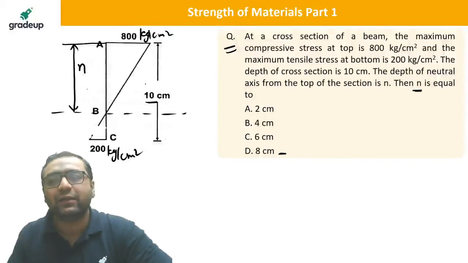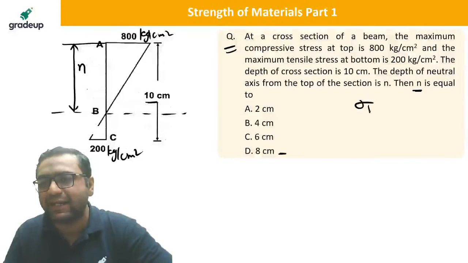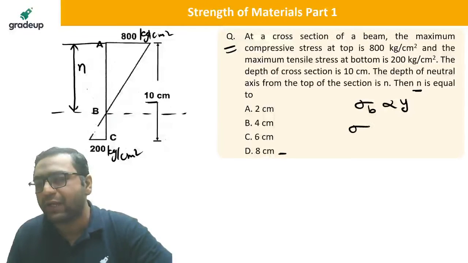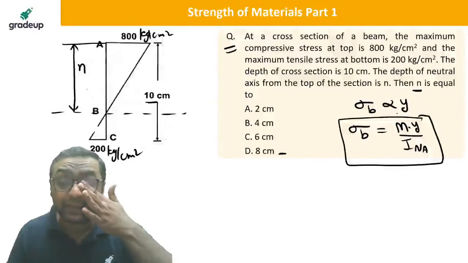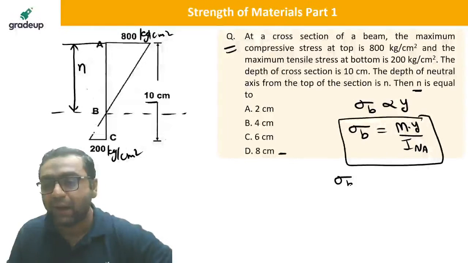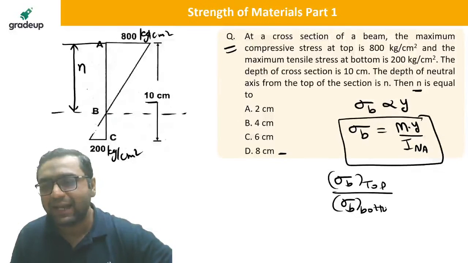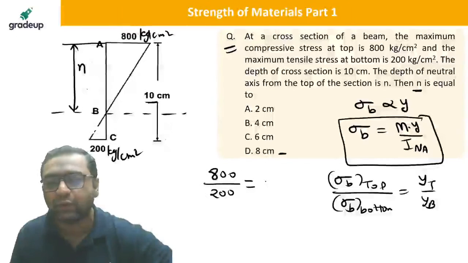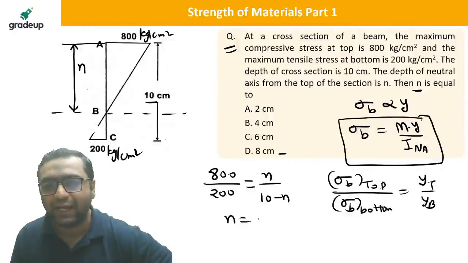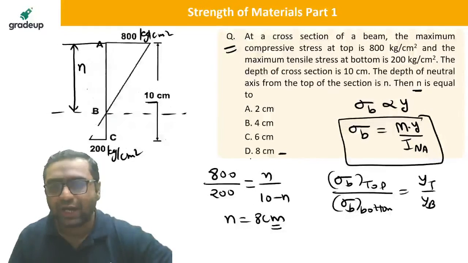Very nice. So dear, you can solve it in two ways. One is that bending stress is directly proportional to y. How do we know that? Because the expression is sigma b at any fiber is M y upon I, which we got from the bending equation. So sigma b is directly proportional to y, so you can write sigma b top to sigma b bottom equals y at top to y at bottom. Sigma b at top is 800, sigma b at bottom is 200 if I write only magnitude. Y of top is n, y of bottom is 10 minus n. This will give you n to be 8 centimeters, guys. So answer is D for sure.